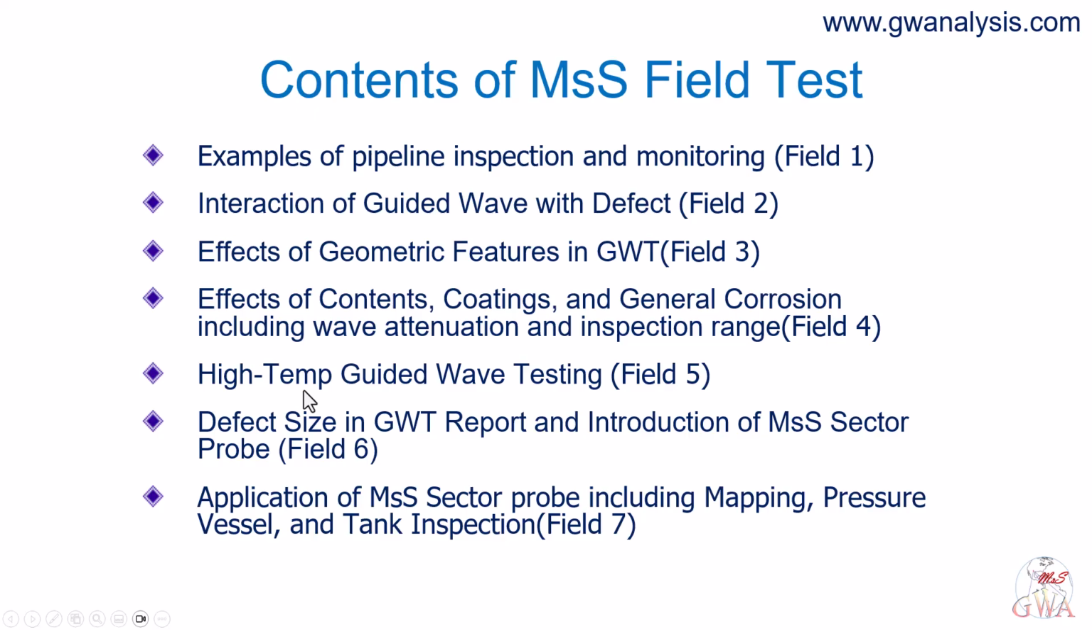Field 5 covers high-temperature guided wave testing, where the line is running hot and cannot be shut down. Field 6 covers defect size in the report and introduces the MsS sector probe, which we use on large diameter pipes. Field 7 covers applications of the sector probe: defect mapping, pressure vessels, and tank welds. The order runs from what the technique does, through what the limit is, to what it has found. If you watch them in sequence, each one uses the one before it.